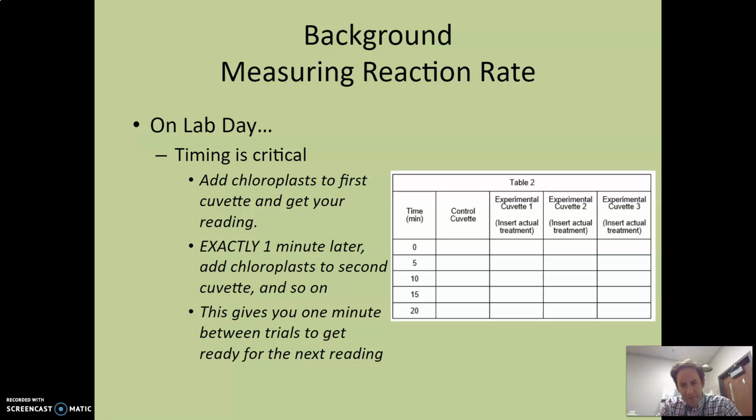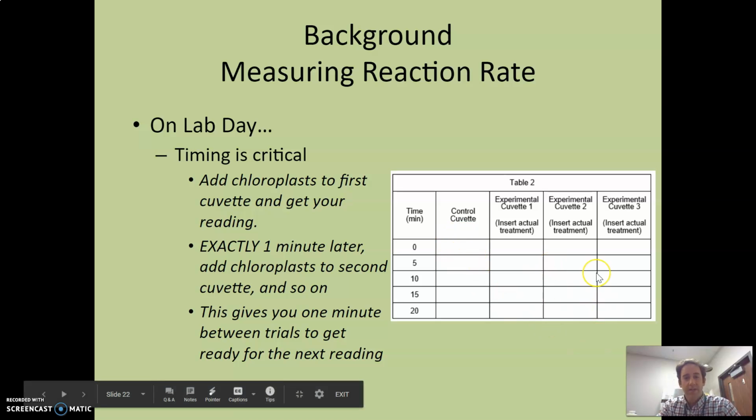So again, make sure you understand this process, make sure your group has a system in place to make this happen, and make sure you're ready to go, because the timing of this is really critical. And once the chloroplasts are added, the reactions go on whether you're ready for it or not. So to get the best possible data, you want to have all your ducks in a row, add the chloroplast with that timer going, take your reading, and go.